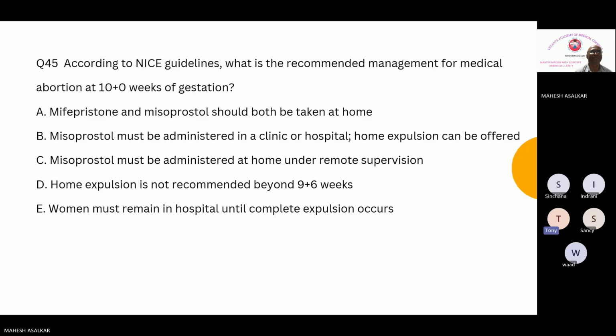All right, so according to NICE guidelines, what is the recommended management for medical abortion at 10 weeks of gestation? A. Mifepristone and misoprostol should both be taken at home. Misoprostol must be administered in a clinic or hospital. Home expulsion can be offered. Misoprostol must be administered at home under remote supervision. Home expulsion is not recommended beyond 9+6 weeks. Women must remain in hospital until complete expulsion occurs.